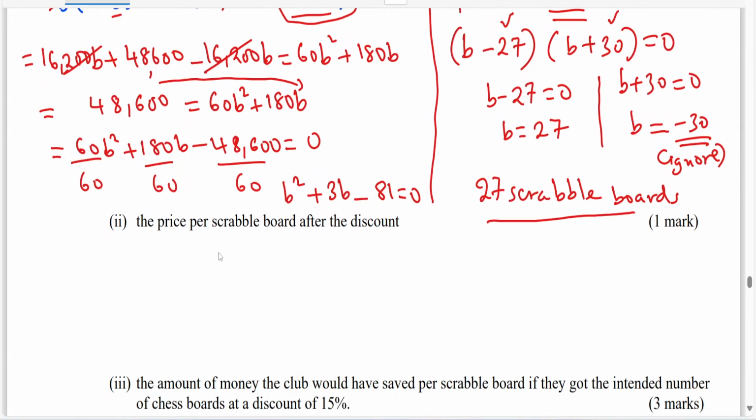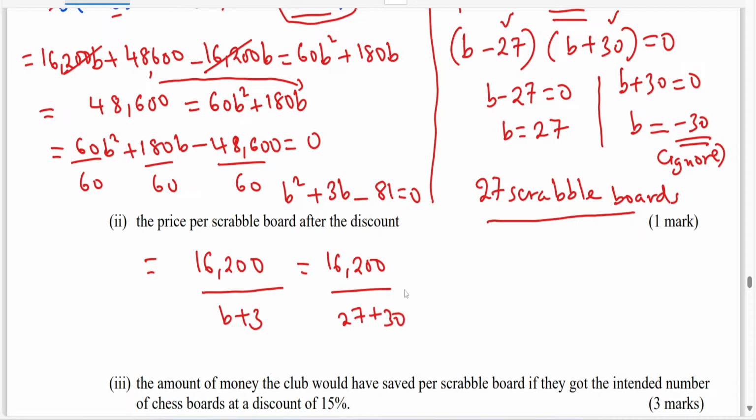So the price per Scrabble board after the discount. So the price per Scrabble board after this discount was given by this expression, 16,200 over b plus 3. So since b wajua, so ni 16,200 divided by 27 plus 3. So it gives you not 27 plus 30, but I don't know what's the mistakes that I'm doing these days. 27 plus 3, so 16,200 divide by 30 itanipa ngapi?